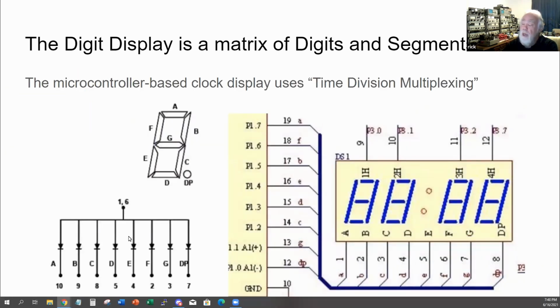This is a diagram of what the electronic internal configuration would be of this LED display, showing that your digit lead is common and all your segment leads are separate for each digit, but you would have 4 of these all in a row with all of these segment leads tied together, and you'd end up with 4 separate digit leads going back to the computer so you can control each segment of the display in parallel.